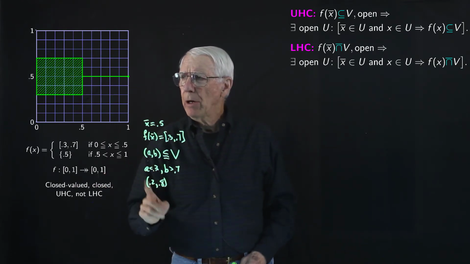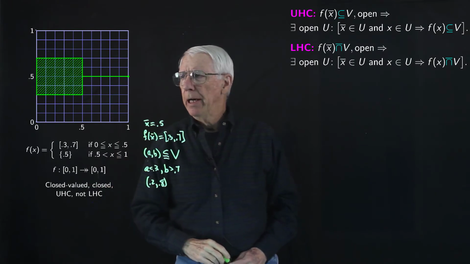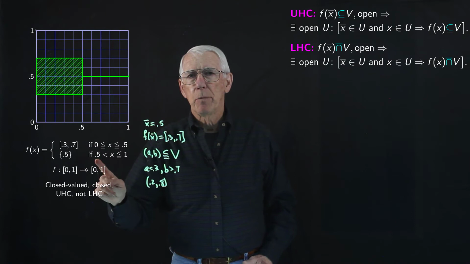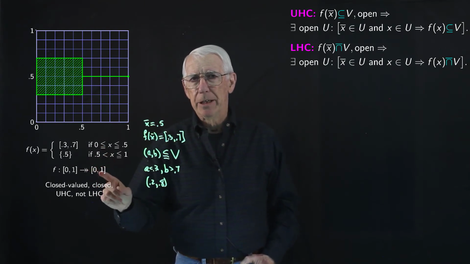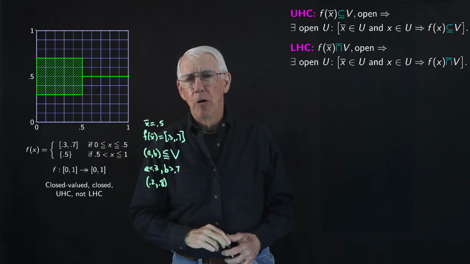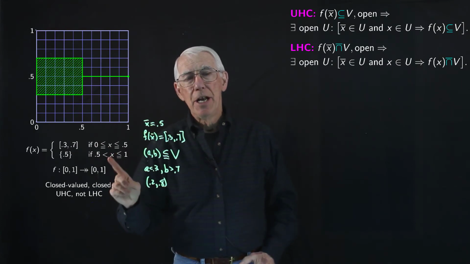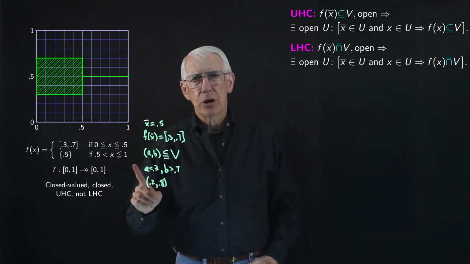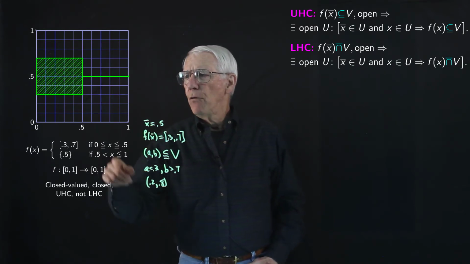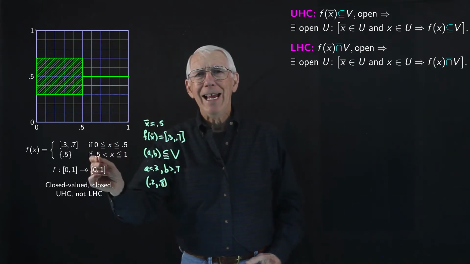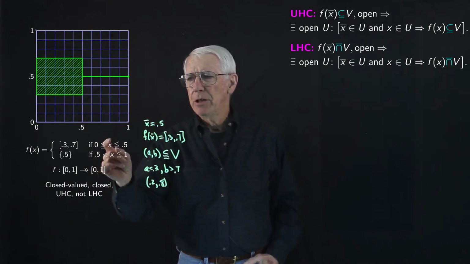Now, what about lower hemicontinuity? If we wanted to verify that the correspondence is lower hemicontinuous, again, we would have to verify it for every point in the domain. To show that it's not lower hemicontinuous, then, we need only to show that for some point in the domain, the correspondence fails to be lower hemicontinuous at that point.